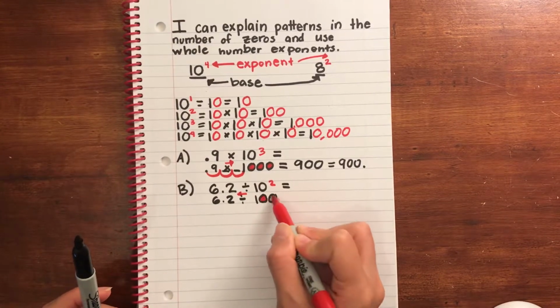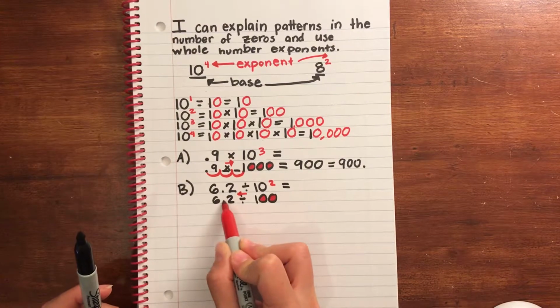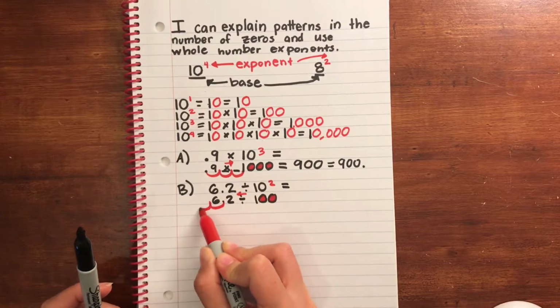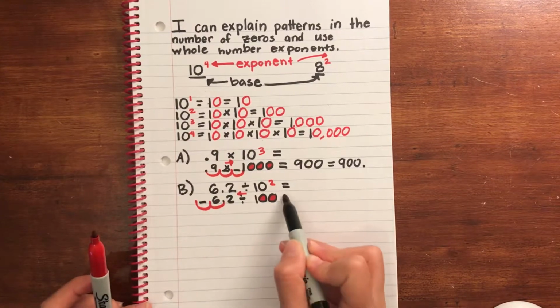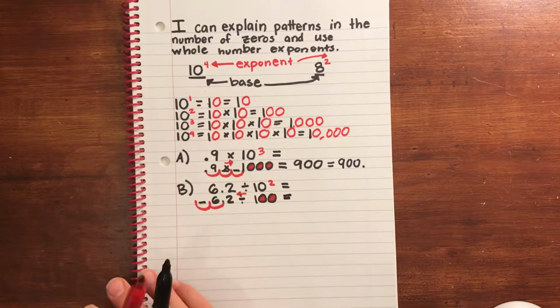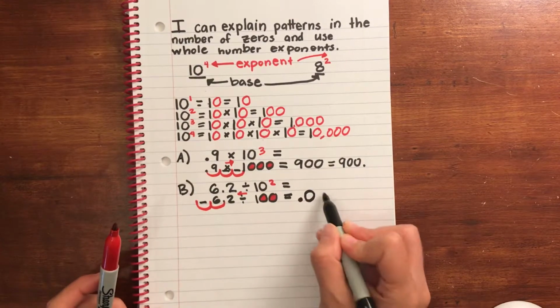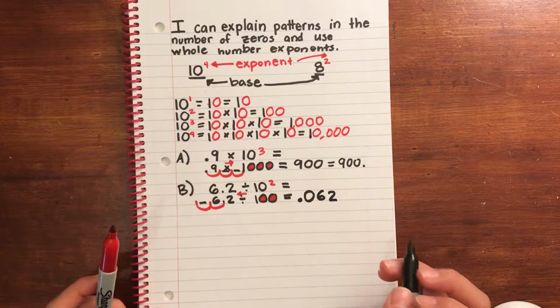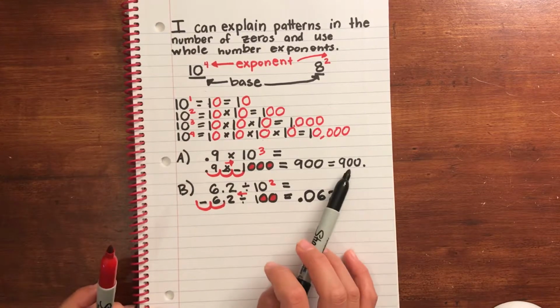2 times 10 times 10, that's 2 tens. The trick is to count the zeros. Here's my decimal. 1, 2. Again, there's nothing here. So when I write out my answer, I have to hold the place value with a 0. There's my 0. And then rewrite the rest of the digits. 63 thousandths.